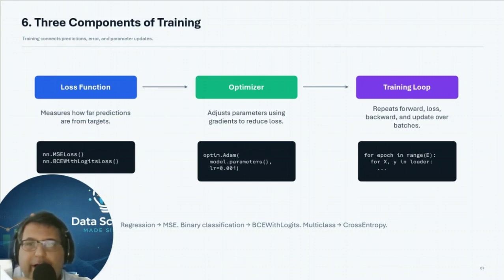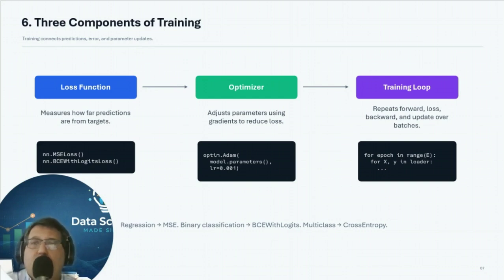Let's look at the different parts: loss function, optimizer, training loop. These are the major components shown in these slides: the loss function, the optimizer, and the training loop. And we want to talk about the loss function. The loss function measures how different the model's predictions are from the correct answers.